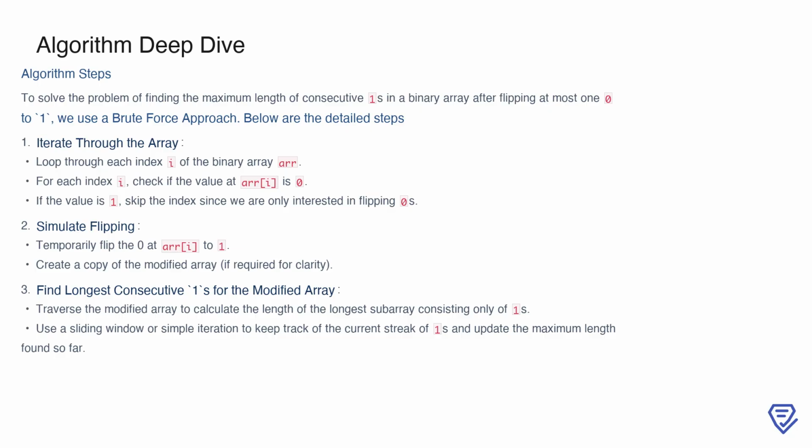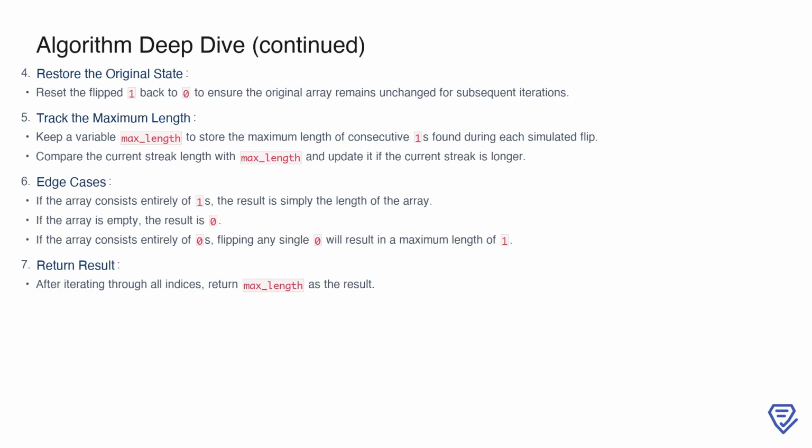Once the 0 has been flipped, the next task is to find the longest sequence of consecutive ones in the modified array. This can be done by scanning through the array again, keeping track of the current streak of ones, and updating the maximum streak whenever we find a longer one. This process ensures that we evaluate the impact of flipping each 0 in the array one by one. After simulating the flip, it's important to restore the original state of the array. This means resetting the flipped 1 back to 0 to ensure that the array remains unchanged for subsequent iterations.